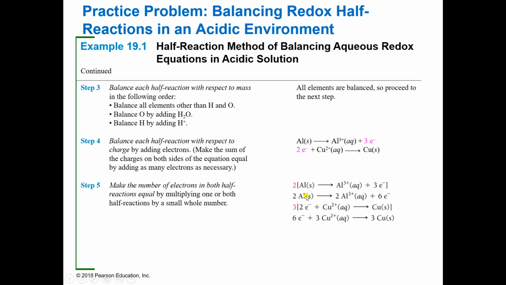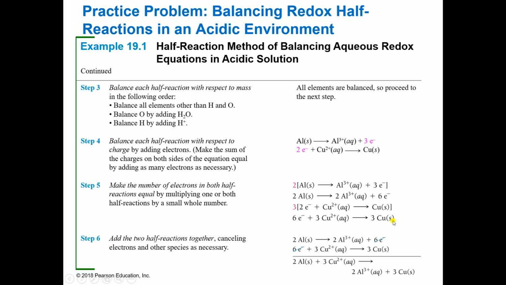So I get 2 aluminum 3 plus, 6 electrons, 6 electrons, plus 3 copper 2 plus, yields 3 copper solids. Once I combine them together, the electrons cancel out. They are opposite the arrow, so they cancel out. And my net balanced chemical equation is as written. It's based on balancing the electrons, not randomly throwing coefficients in front of these.